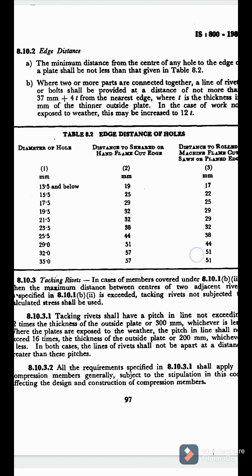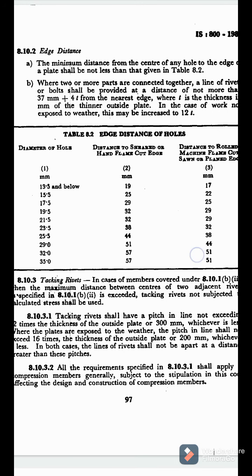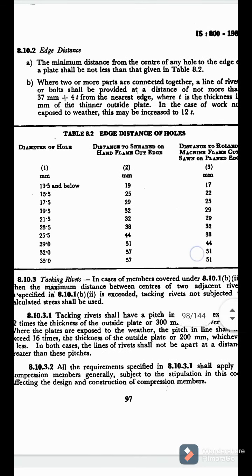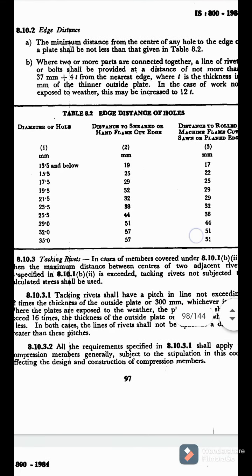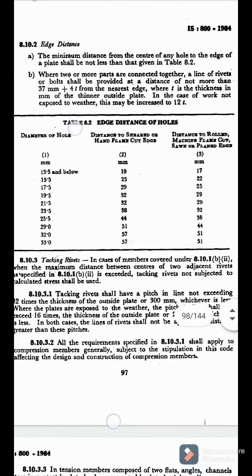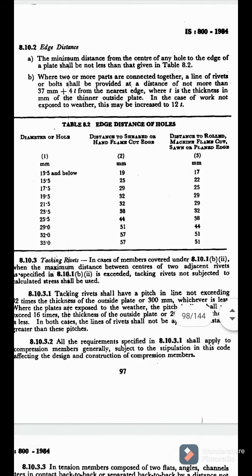For 15.5, when the diameter of the hole or gross diameter is 15.5, the distance for hand cutting is 25 and for machine cutting it is 22. You have the code, but remember these for general use.